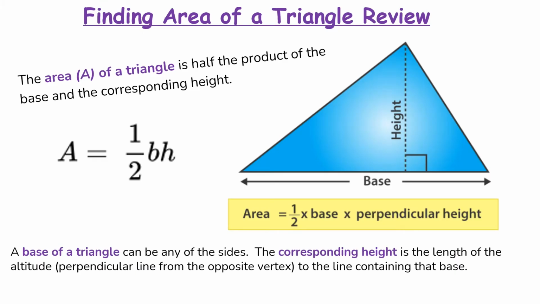So let's look at finding the area of a triangle review. So notice or remember that the area of a triangle is 1/2 the base times the height. And so you can identify the base because it is always perpendicular to the height. So remember, a perpendicular line makes a right angle with what it intersects. And so my height would be here, and my base is perpendicular to that height.